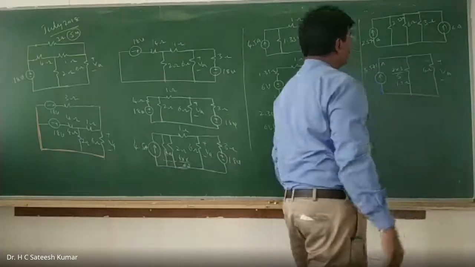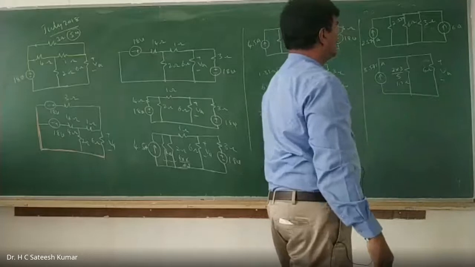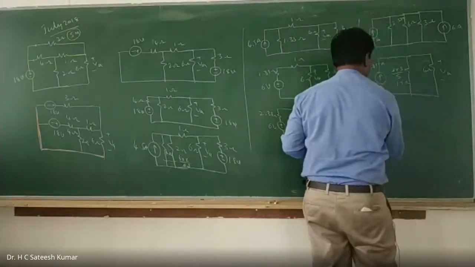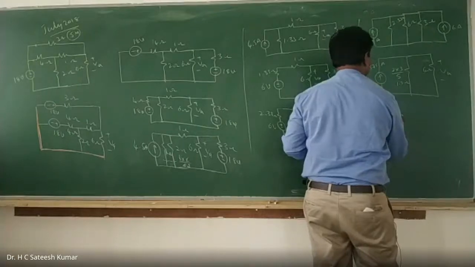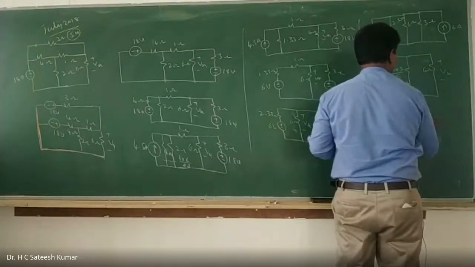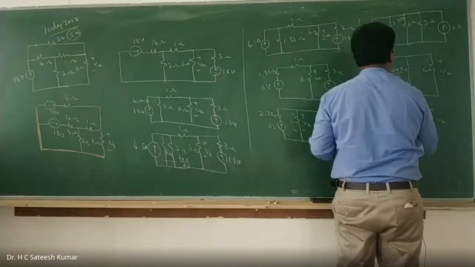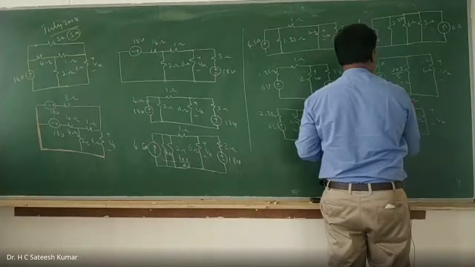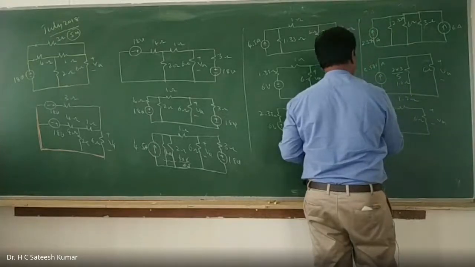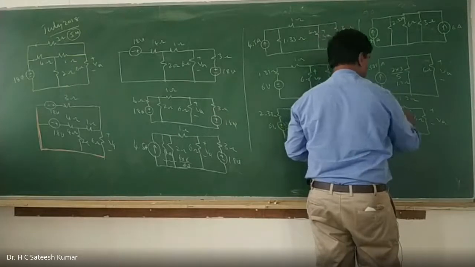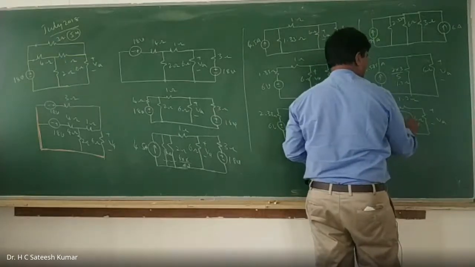Now, what I should do? Convert this into voltage source. Plus minus one resistance, one more resistance. 6 ohms plus minus VA, and this is 1.2 ohms, 8.575 volts. Now apply loop current I.